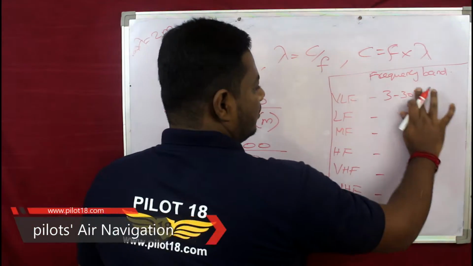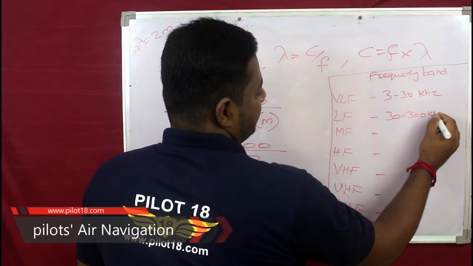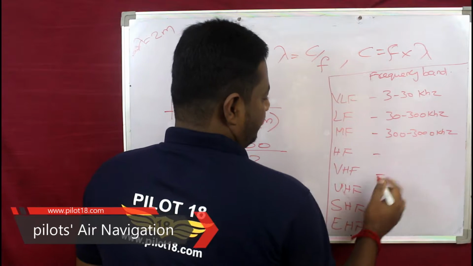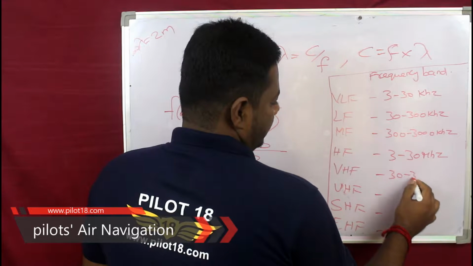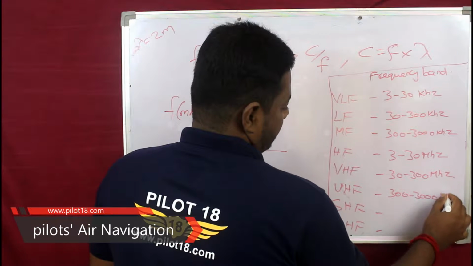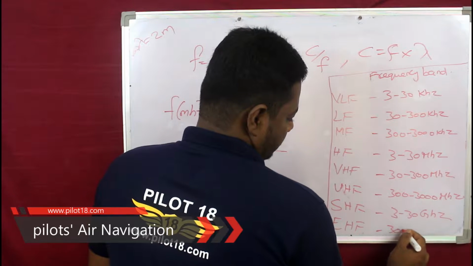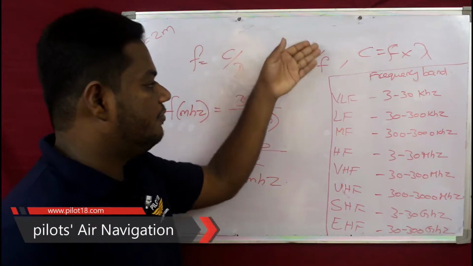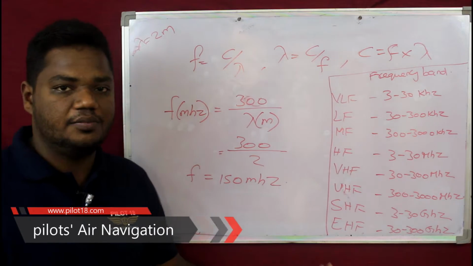Sorry, 3 to 30 kilohertz, 30 to 300 kilohertz, 300 to 3000 kilohertz, 3 to 30 megahertz, 30 to 300 megahertz, 300 to 3000 megahertz, 3 to 30 gigahertz, 30 to 300 gigahertz. So even though there are many frequency bands before VLF and after extreme high frequency, for aviation purposes knowing this much of the frequency band is enough.